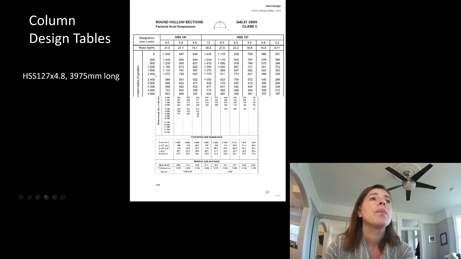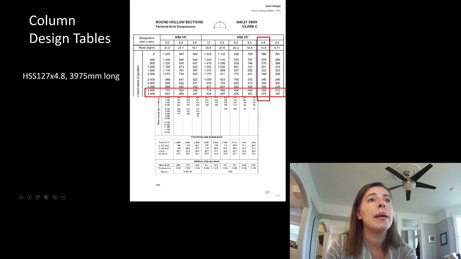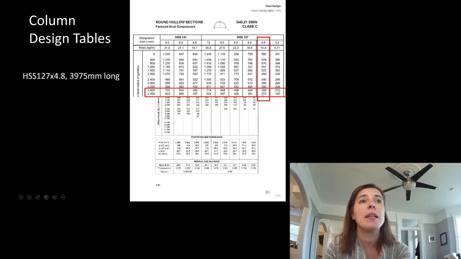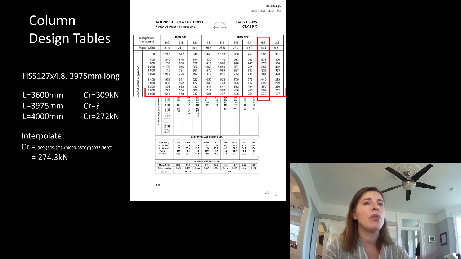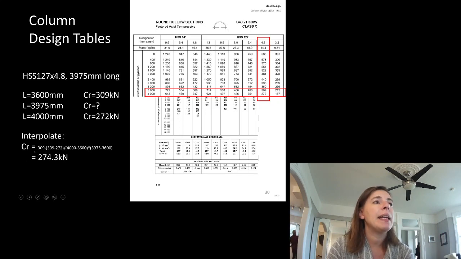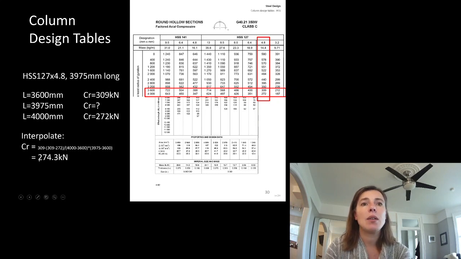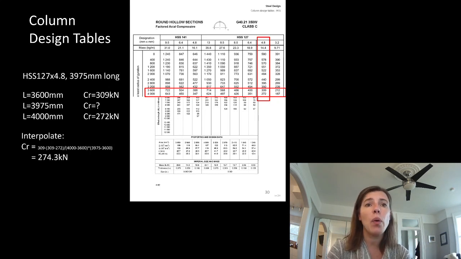So we can look up our table here. We've pulled up that at 3.6 meters tall, it's got a capacity of 309. And at 4 meters tall, it's got a capacity of 272. But we want to know one somewhere in between them. I can interpolate between those two things, and we've talked about that earlier in the term. And we can calculate that the compressive resistance for an HSS 127 by 4.8, that is 3.975 meters tall, is 274.3 kilonewtons.